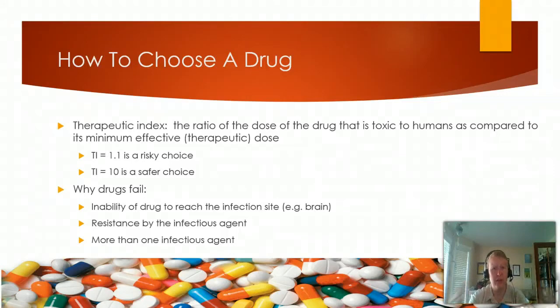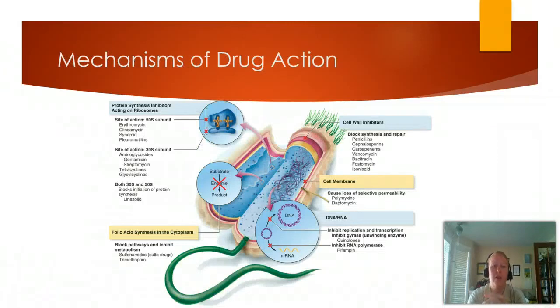This is why there's a whole profession called pharmacy, because these are the people who help contribute to that decision. So now let's talk about how these drugs actually work. And here's our mechanism of drug action. Now, as you remember from chapter 9, there were a few sites of chemical control drug action. And you can see them here on this slide.